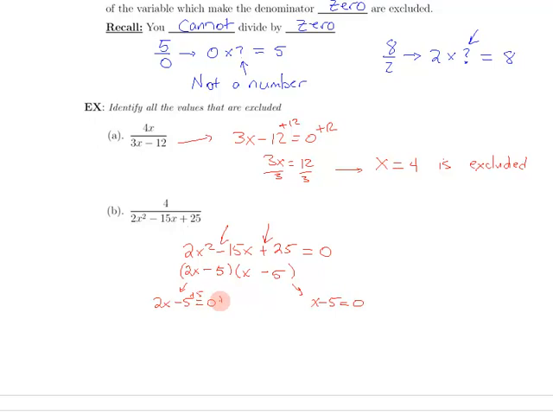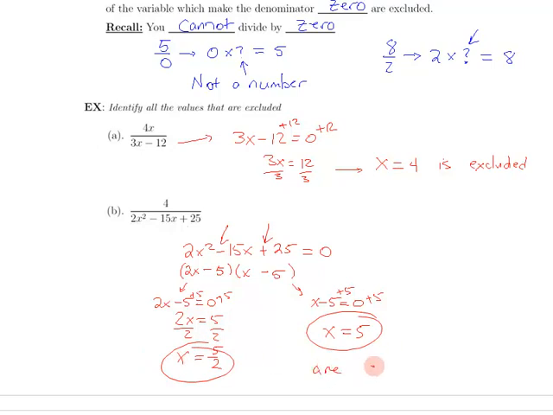Adding 5 to both sides on this one gives me 2x is equal to 5. Divide both sides by 2. x is equal to 5 halves. Adding 5 to both sides on this one gives me x is equal to 5. So these two values are both excluded. Anything else you plug in is perfectly fine. If I plugged in 2, 7, 12, 35, 1 million, no problem. But if I plug in 5, it doesn't work because the denominator is 0. There is no value for that formula.